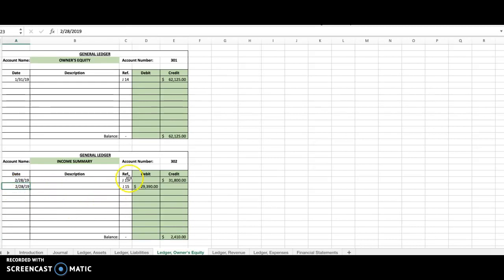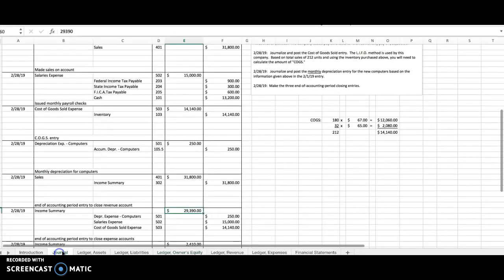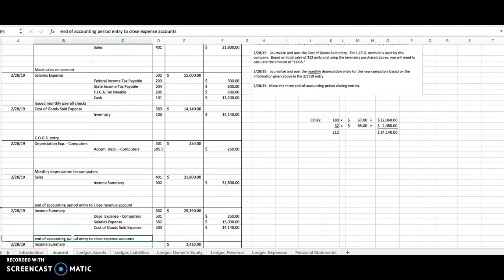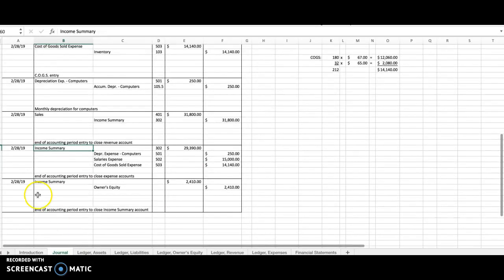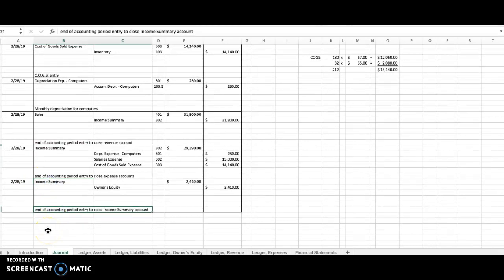But let's finish the posting. 302 goes back to the journal. And now I have posted that entire entry. Again, this entry closes these expense accounts. They had debit balances. By crediting their balances, they have zero balances. So the money, in effect, was taken out of those expenses, put into the income summary account. And the last entry that we need is to close, as this says down at the bottom, the end of accounting period entry to close the income summary account. We just opened it, now we're going to close it.